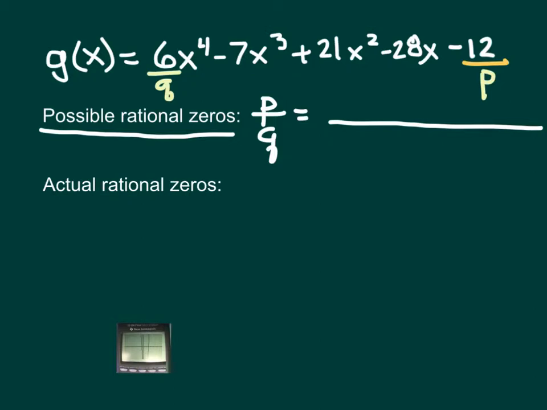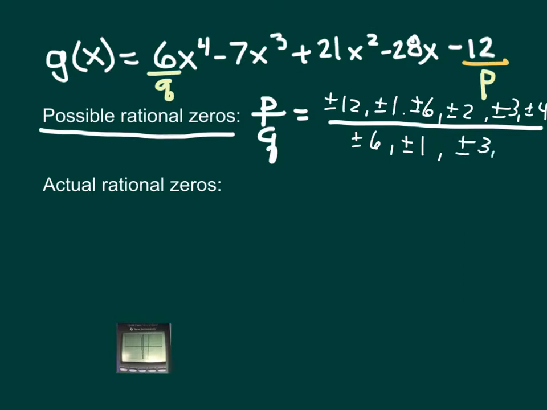In fact, it's so many that I'm going to make my font a little smaller, and I'm going to say positive negative 12, positive negative 1, positive negative 6, positive negative 2, positive negative 3, positive negative 4. My Q, factors of 6, would be positive negative 6, positive negative 1, positive negative 3, positive negative 2.